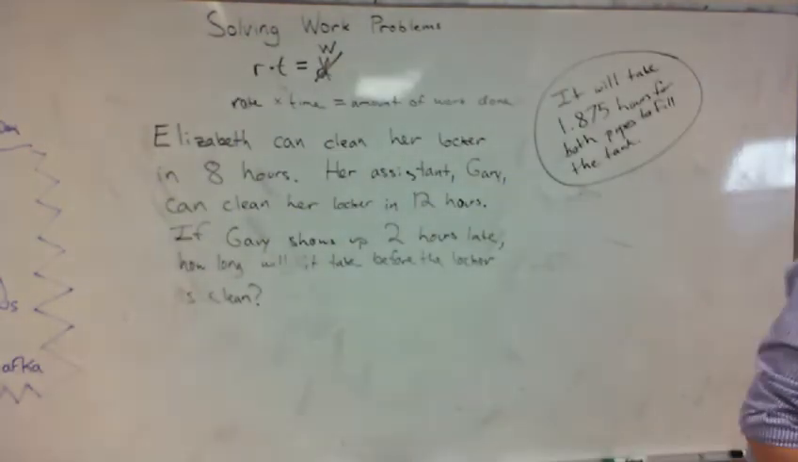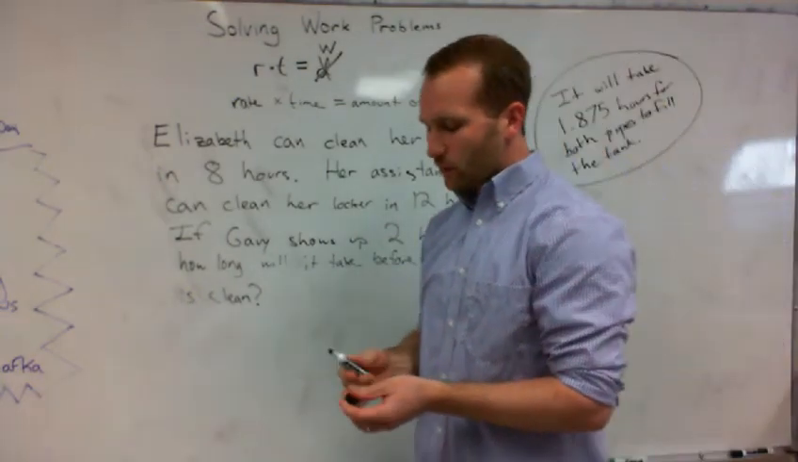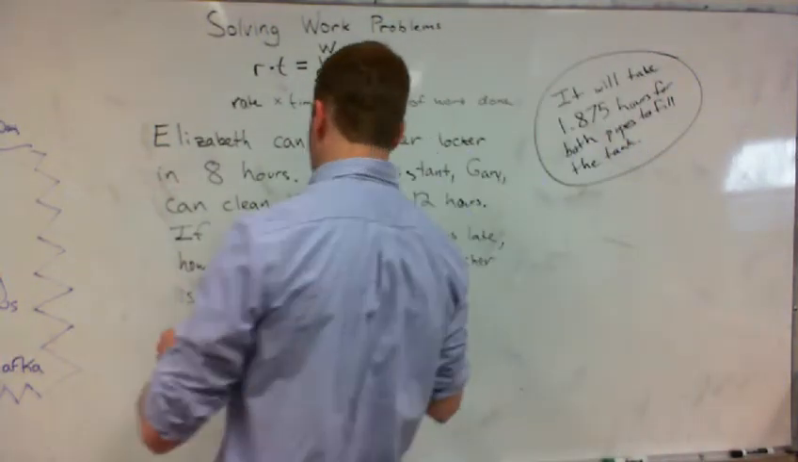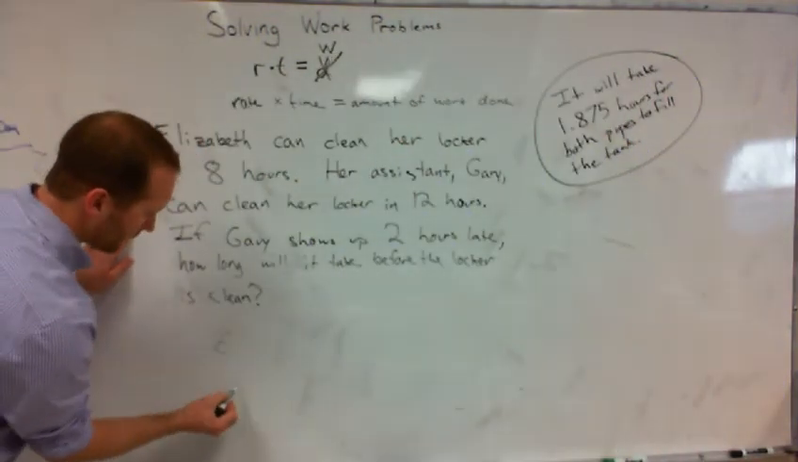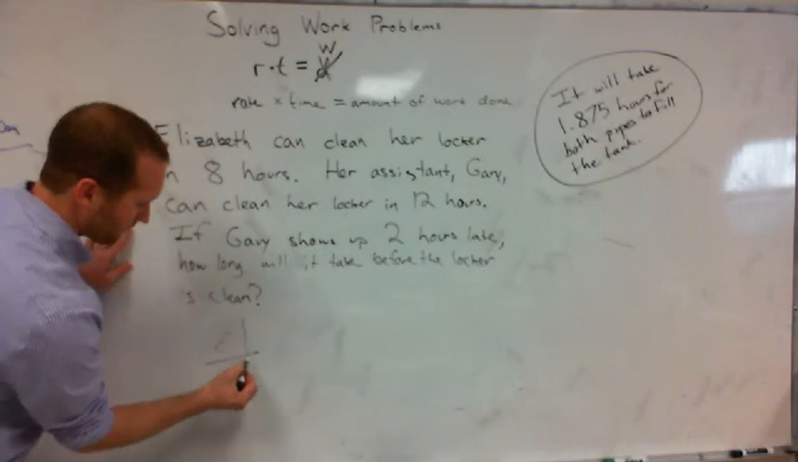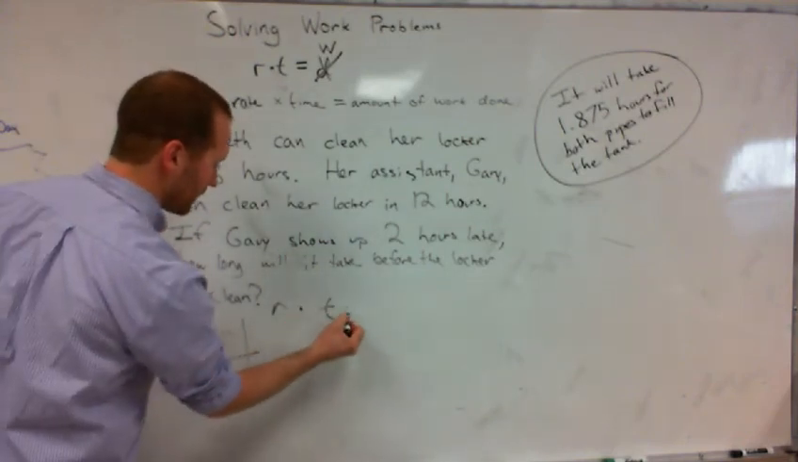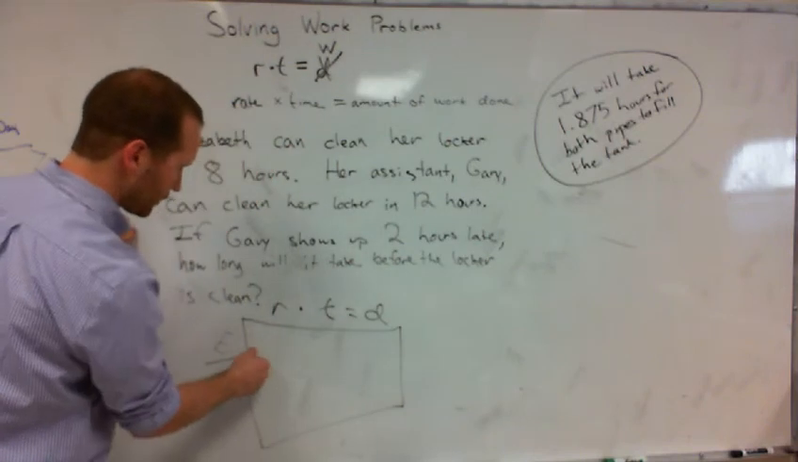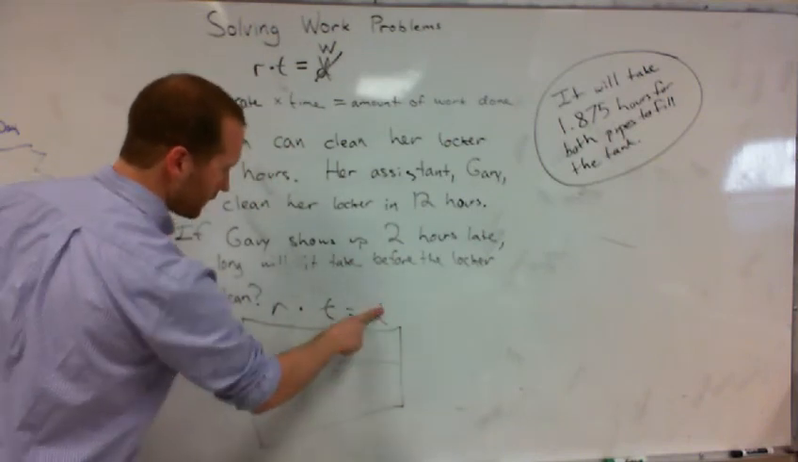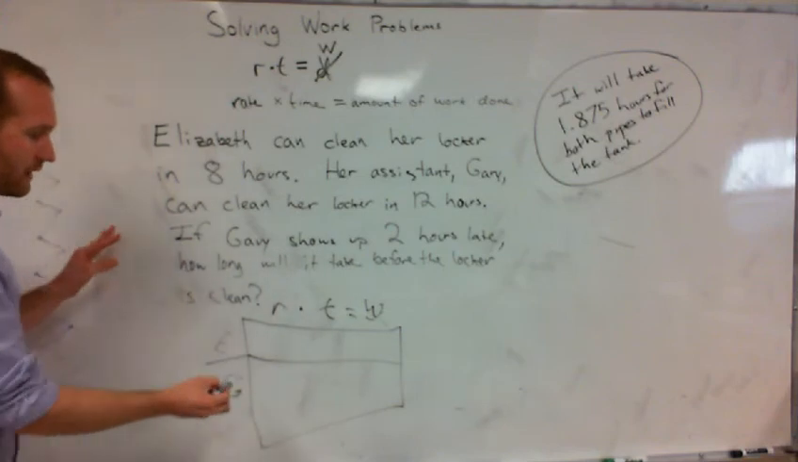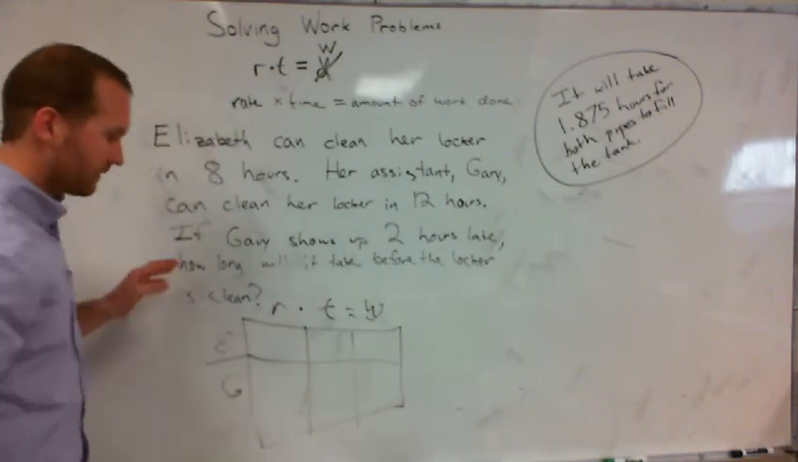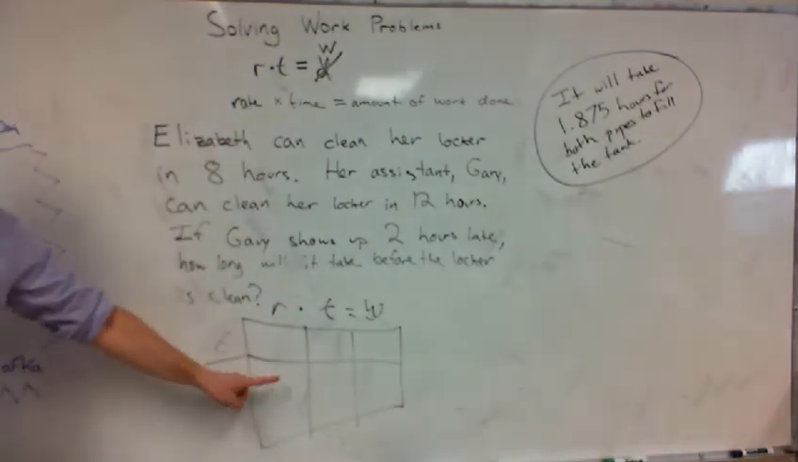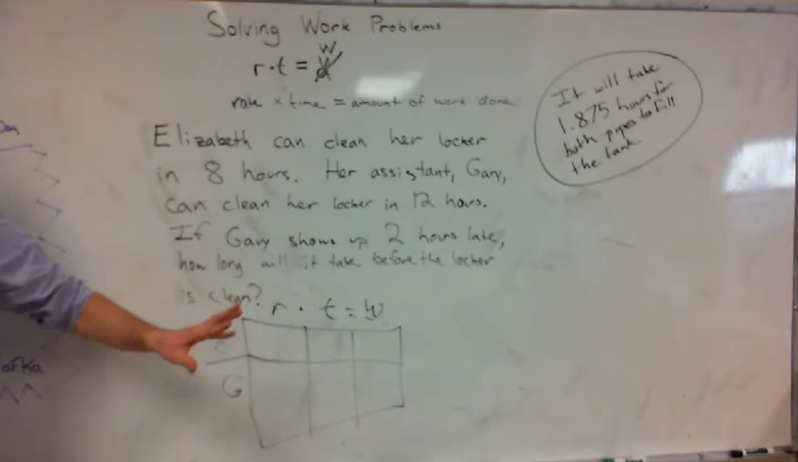Okay, so we're going to do the same setup, the exact same setup of our table. It's just the equation that's going to be a little bit different. So we're going to have Elizabeth, we're going to have Gary. We're going to have rate times time equals work. Can I get a volunteer who thinks they can tell me what the two rates are going to be here? It's the exact same as the last problem.